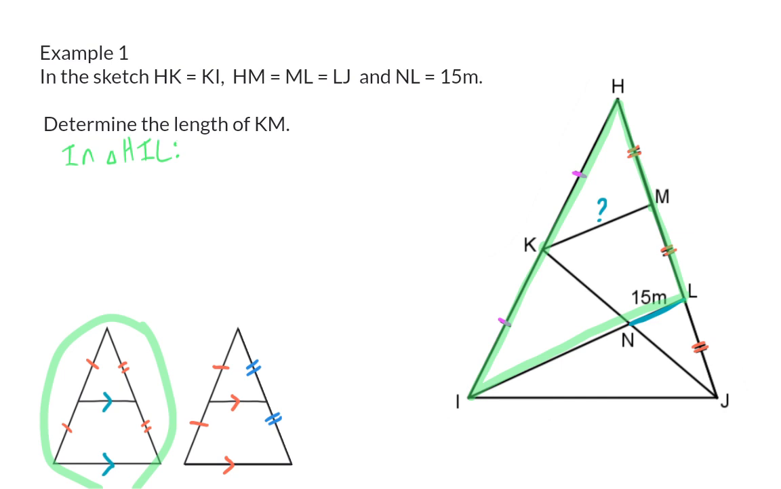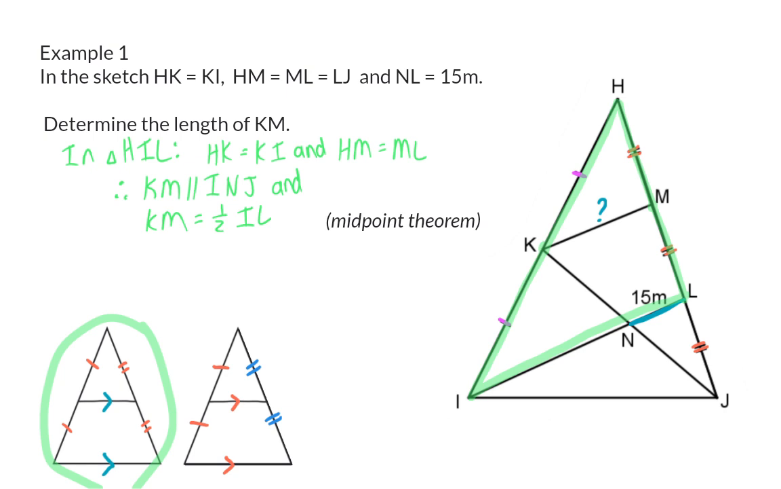I'm going to start off writing down the if part. We know that HK is equal to KI, and we know that HM is equal to ML. Therefore, we can make the conclusion that KM is parallel to IL and that KM is also half the length of IL. And for this, our reason will be midpoint theorem. Our problem is that we don't know the length of IL.